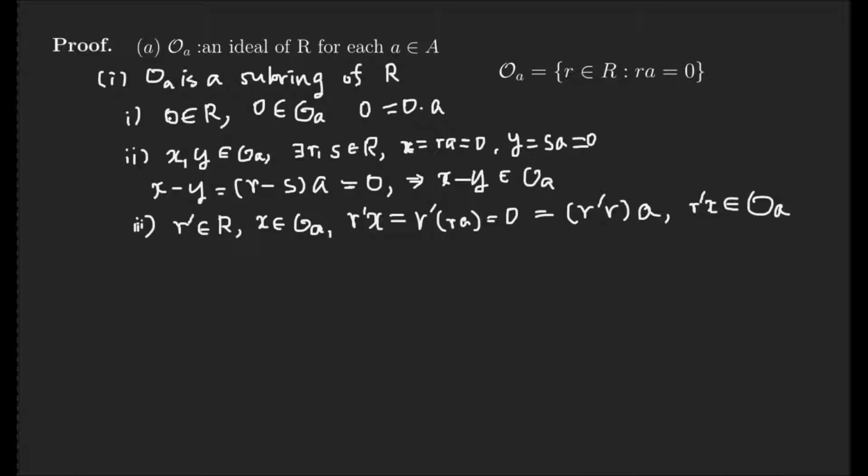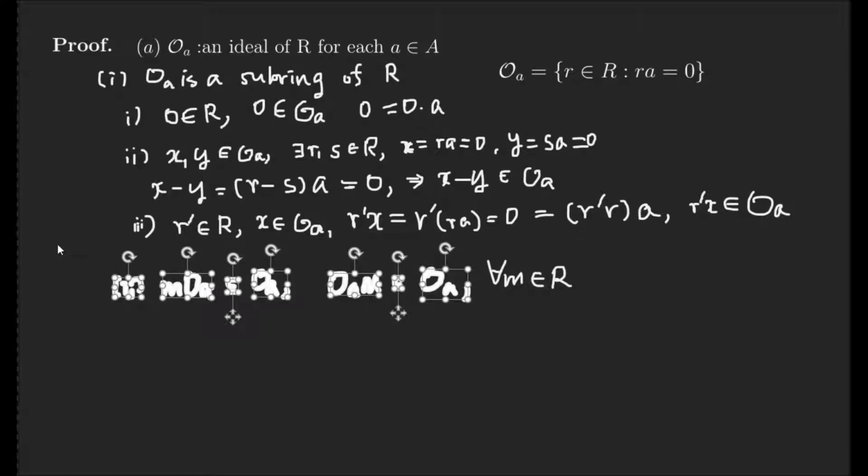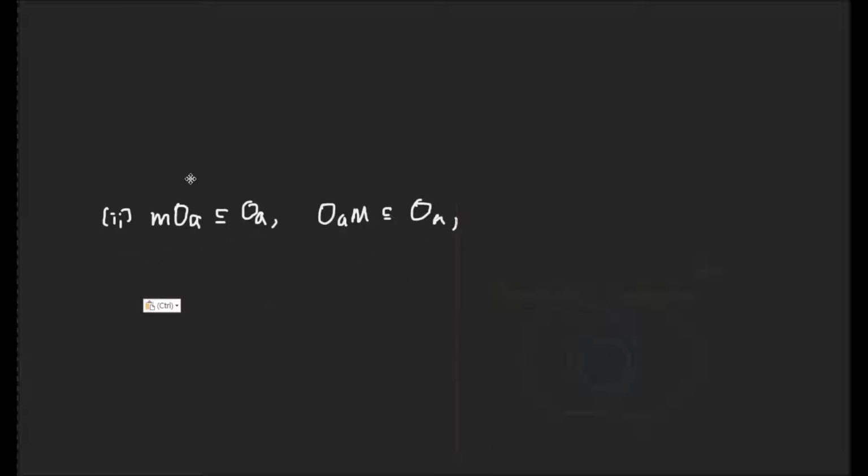Because O_A is a subring of R, we will then prove M O_A is a subset of O_A, and O_A M is a subset of O_A, for all elements in M and R. Let's check this, copy this, then prove this statement.